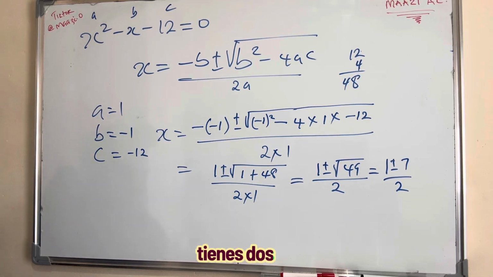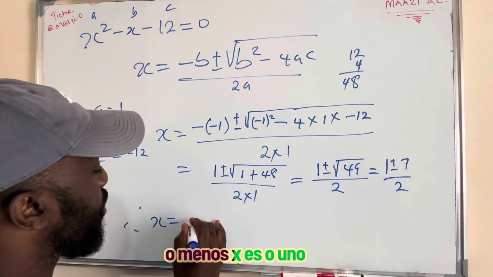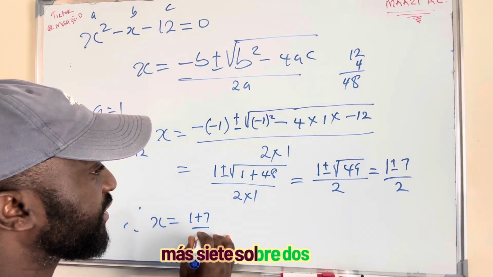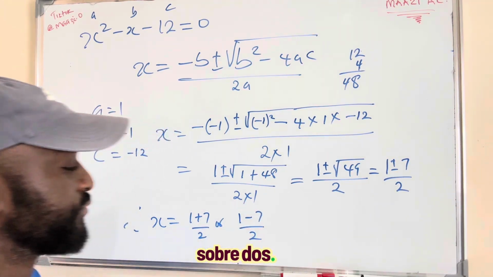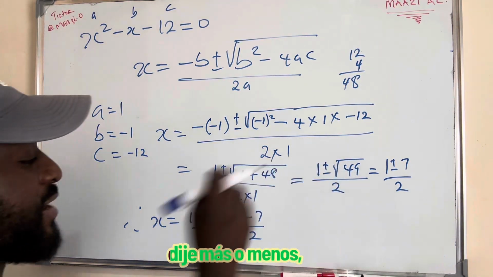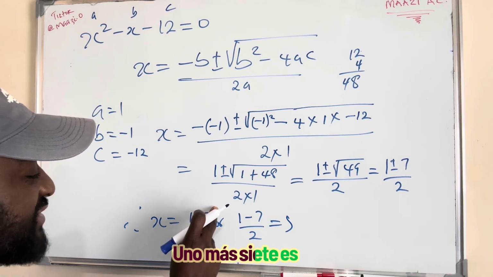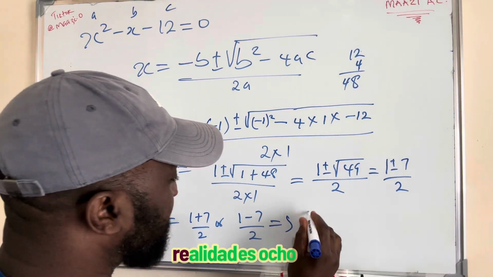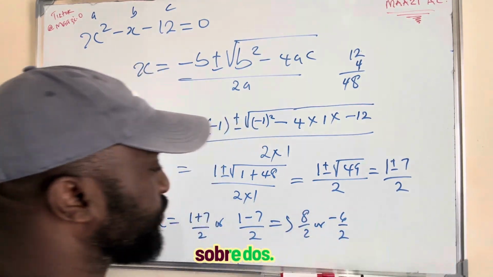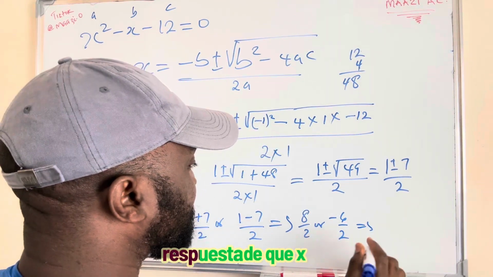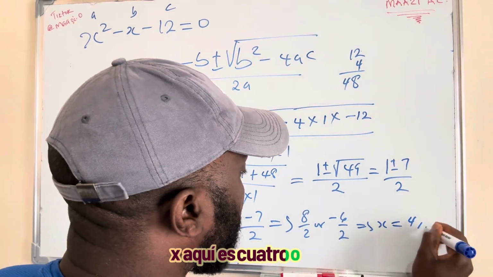In this case, remember you have two answers. Because you have plus or minus, x is either 1 plus 7 over 2 or 1 minus 7 over 2. 1 plus 7 is 8, divided by 2. Or 1 minus 7 is minus 6 over 2. So the roots of x are either 4 or minus 3.